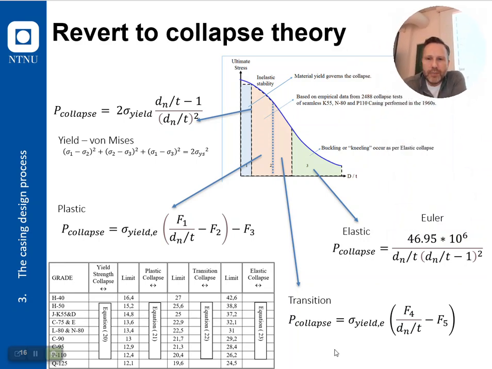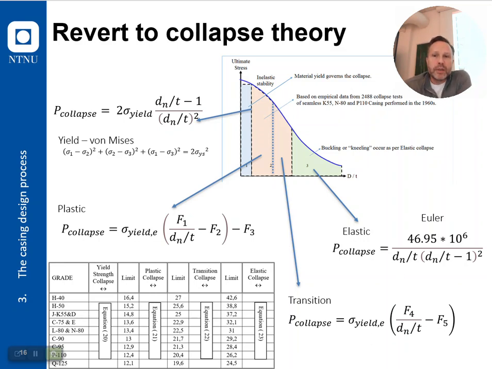For transition collapse, you see yield strength goes into the calculation. The same with the plastic collapse. And for yield strength collapse, this is the formula. Basically, it can be derived back to von Mises. That's why that part of the collapse theory, the API collapse calculations, is quite accurate. The same with the elastic collapse.